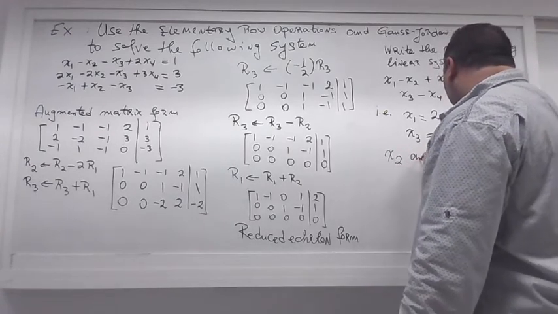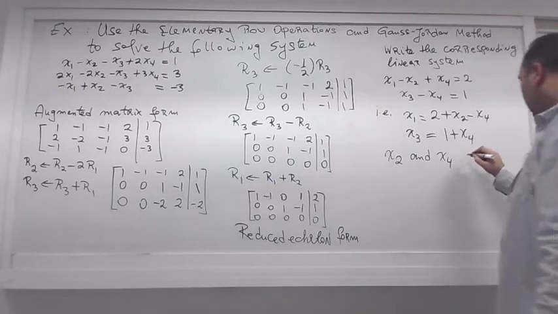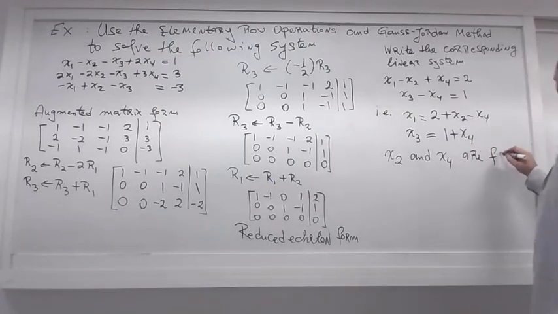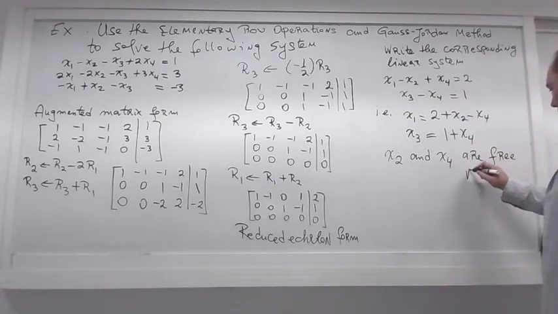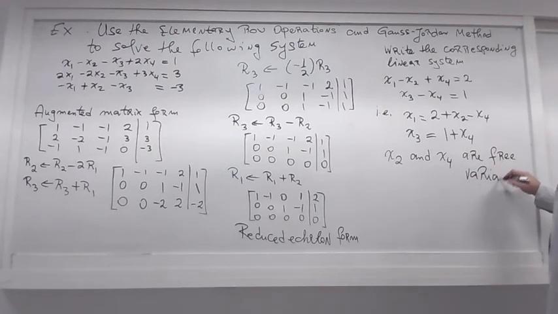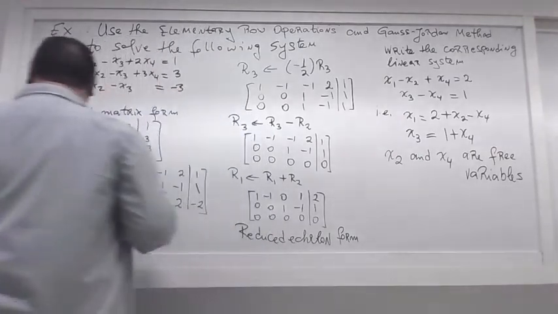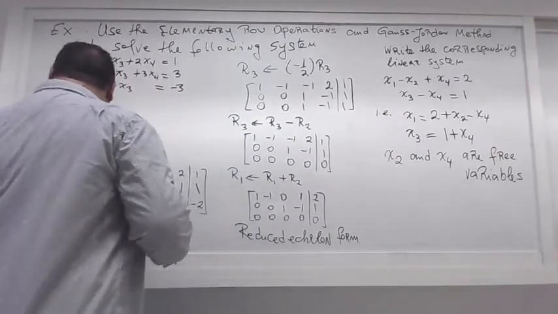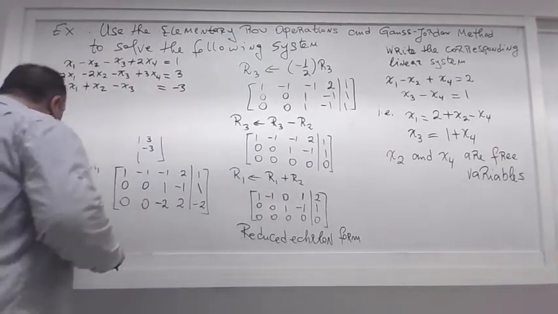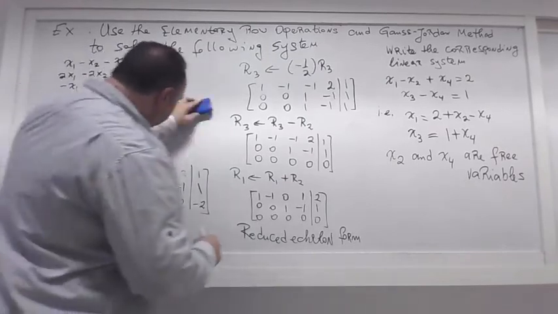x2 and x4 are free variables, which means they can take any value. What does that mean? Well, our system will have infinitely many solutions. So let's write the solution for our system. Ta-da.